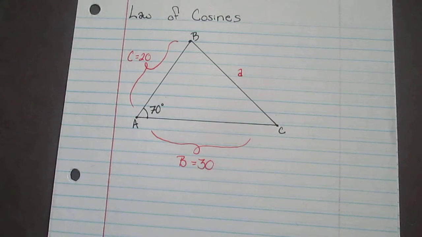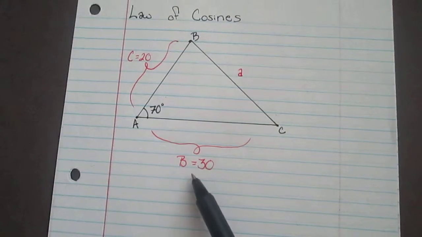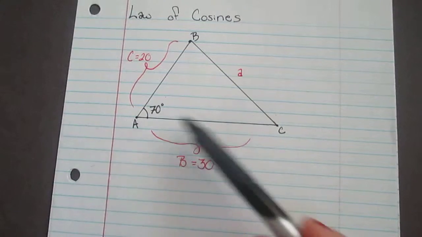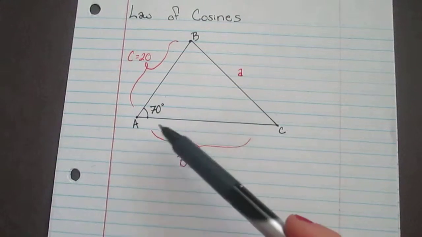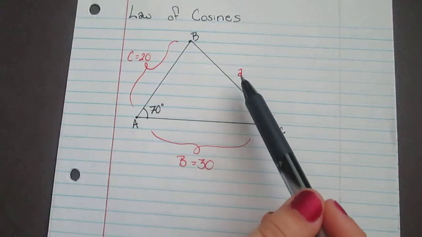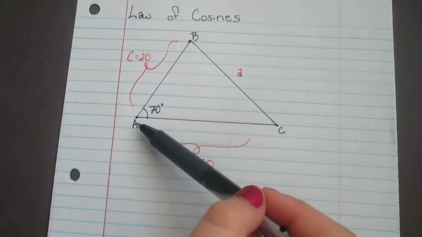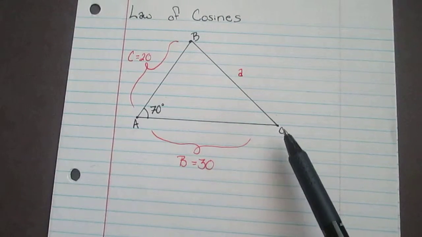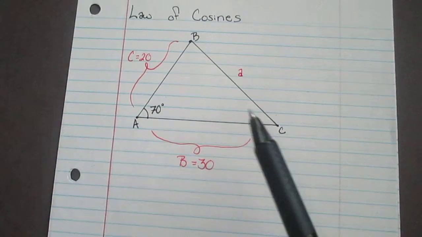In this video I will show you how to derive the law of cosines from a triangle using Pythagorean theorem and cosine. As you can see, I have already drawn an oblique triangle with the measurement of angle A as 70 degrees, the length of AC as 30, and the length of AB as 20. I have already defined the sides and angles, with side a opposite from angle A, side b opposite from angle B, and side c opposite from angle C.